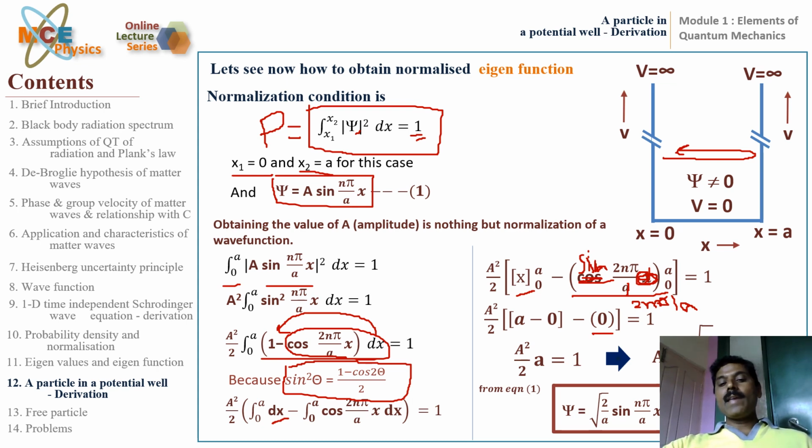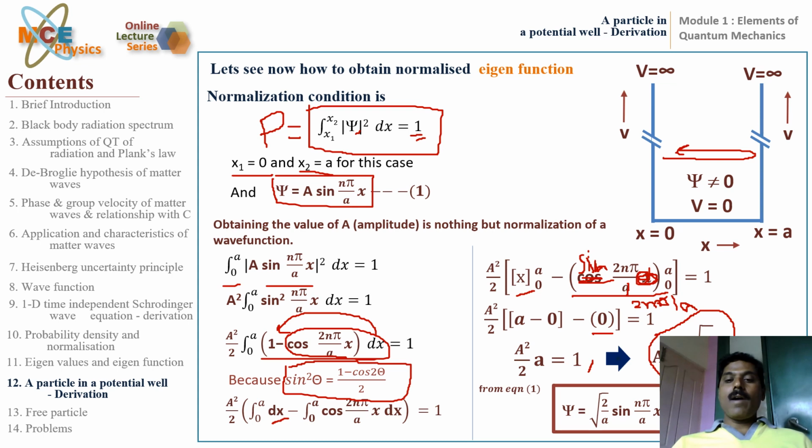And a square divided by 2 into a is therefore equal to 1, and a is equal to square root of 2 by a. On simplifying, you will get it. So this is the value of a, and b was determined, it was 0. And the wave function psi is equal to square root of 2 by a sin n pi by a into x. This is the correct general solution for the wave function. This is the expression for the eigenfunction.